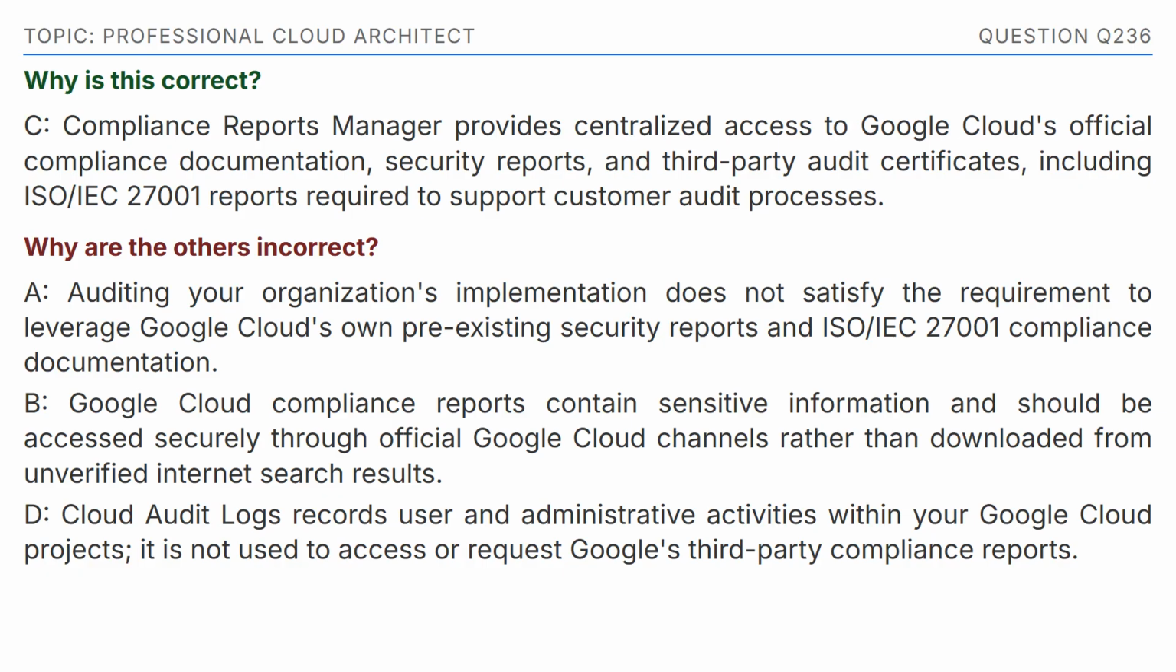Why are the others incorrect? A. Auditing your organization's implementation does not satisfy the requirement to leverage Google Cloud's own pre-existing security reports and ISO/IEC 27001 compliance documentation. B. Google Cloud Compliance Reports contain sensitive information and should be accessed securely through official Google Cloud channels rather than downloaded from unverified Internet search results. D. Cloud Audit Logs records user and administrative activities within your Google Cloud projects. It is not used to access or request Google's third-party compliance reports.